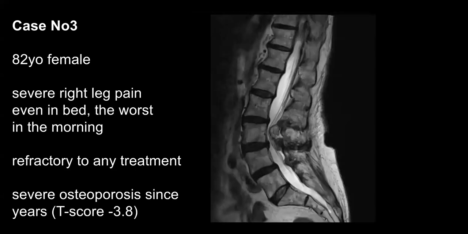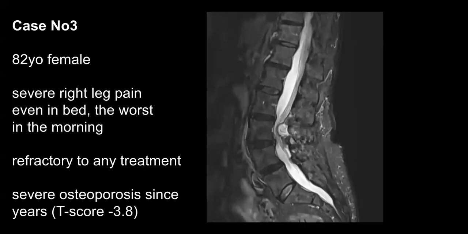So I skipped to the next case, and this is again an elderly woman, not too old, pretty active, and she has got a right leg pain, even when she's resting. The worst is in the morning. After a bad night, getting up is an extra pain. She did everything, but nothing helped. She's known for a severe osteoporosis since years, and her actual T-score is still -3.8. And she got all this stuff.